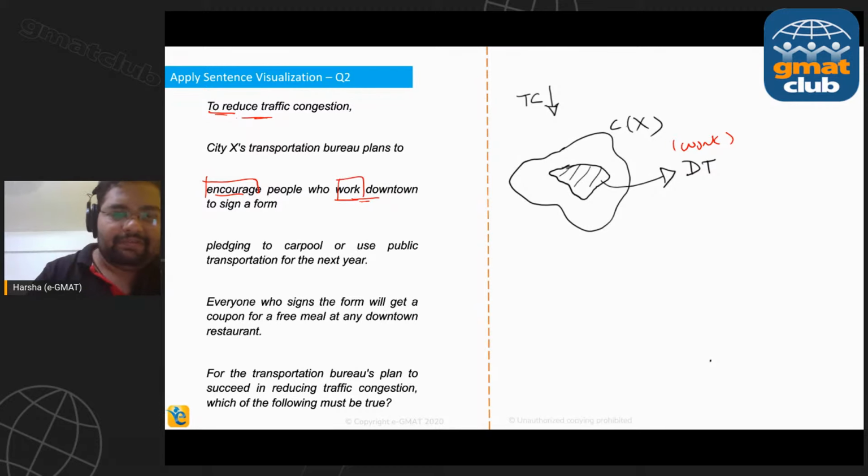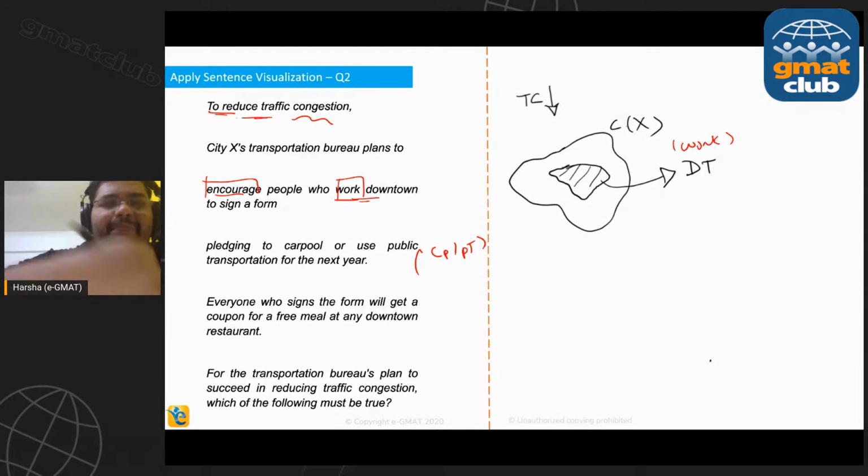to sign a certain form pledging to carpool or use public transportation. So I'm going to encourage these people to sign a form and promise to do carpooling or public transportation. And take a step back, you can understand why. The goal is to reduce traffic congestion. Instead of using my own car, I will be using public transport and taking the public bus, for example. So it should help reduce traffic congestion. So you can see already the plan seems to make sense, right? So, pledging to carpool or use public transportation for the next year.